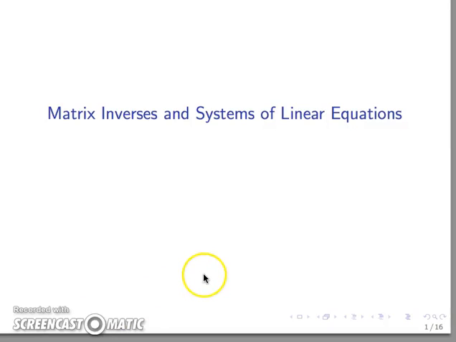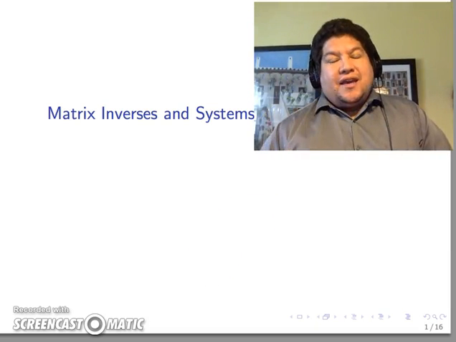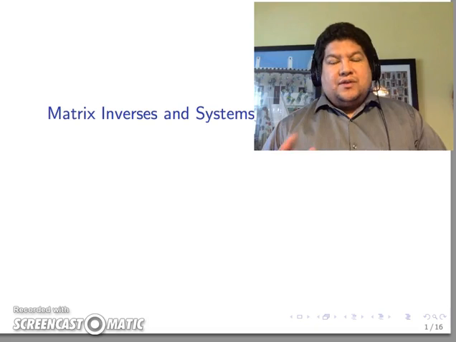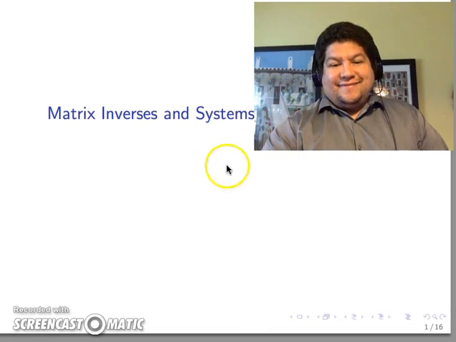Hello, this lecture is called Matrix Inverses and Systems of Linear Equations. And what we will do now is to learn a methodology to compute inverses of matrices.